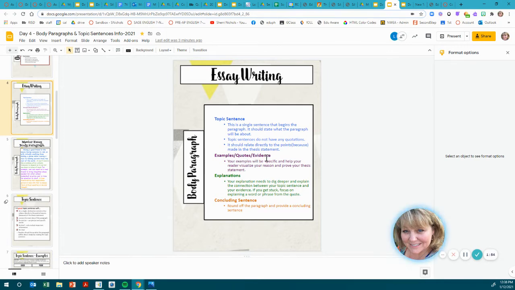Examples, quotes, and evidence: your examples will be very specific and help your reader visualize your reason, and it will prove your thesis statement. And then you should have some explanations.